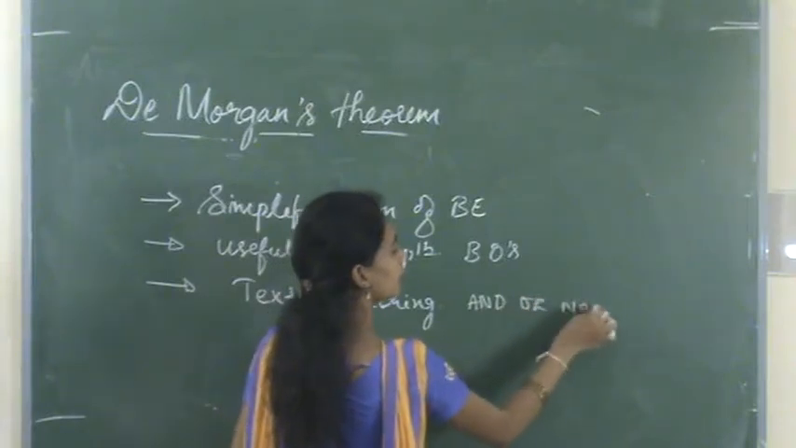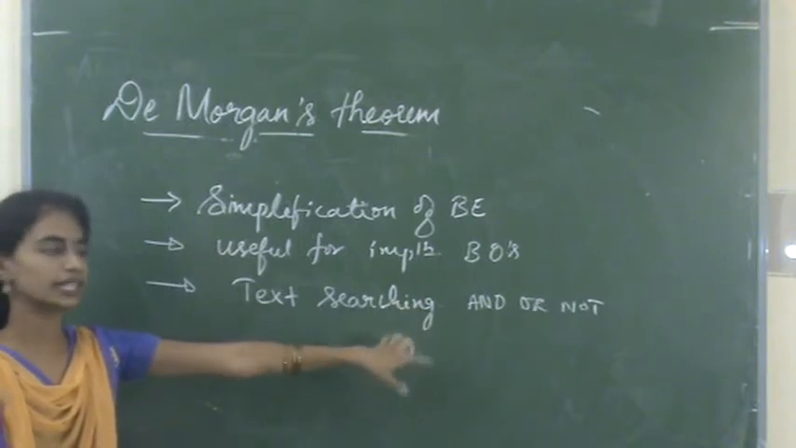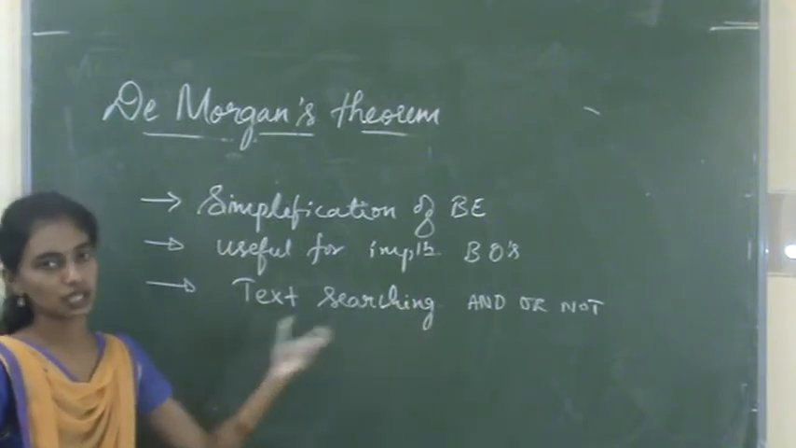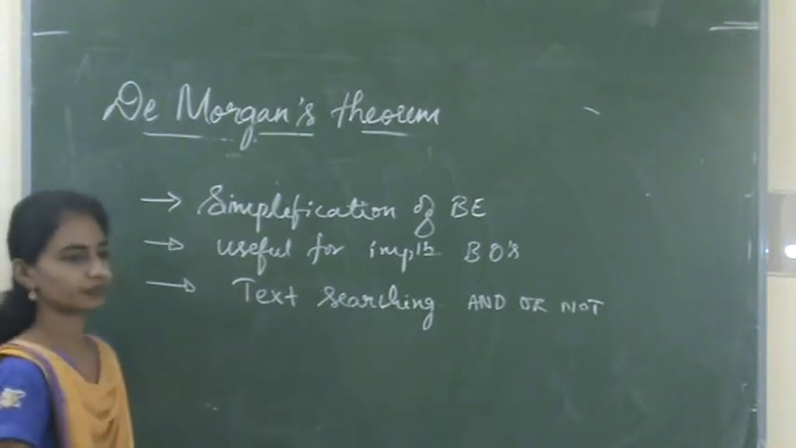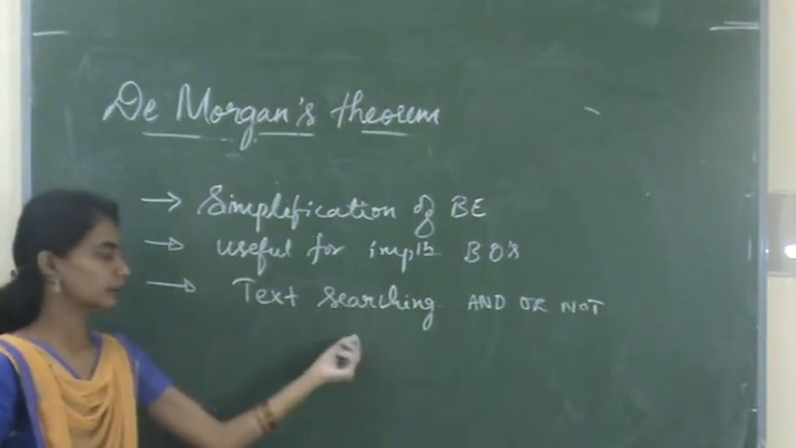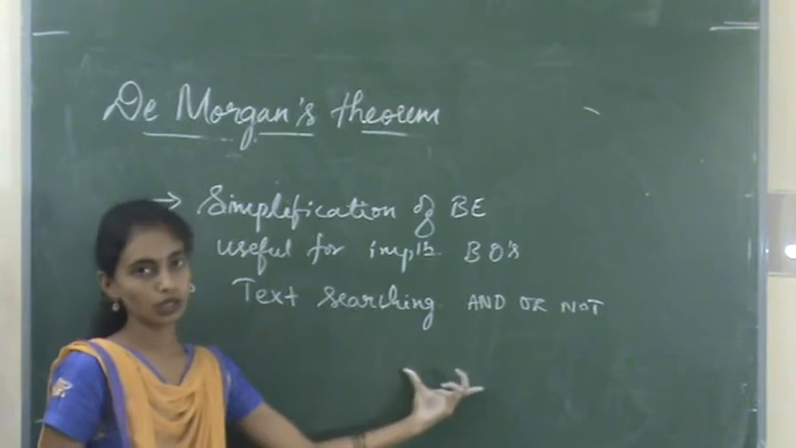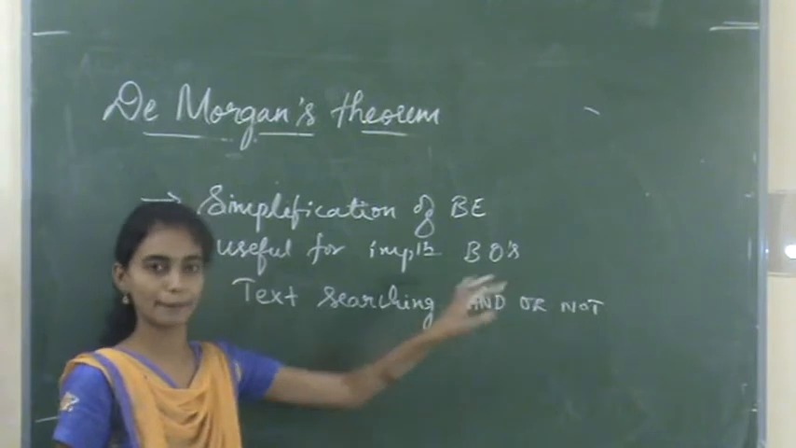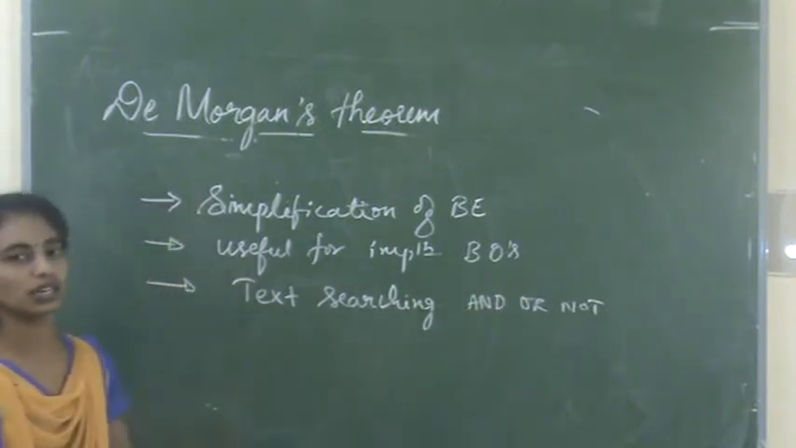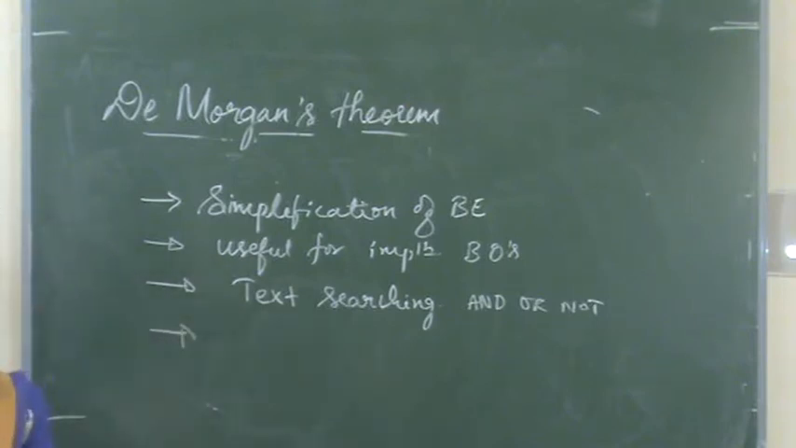Or, and, not. With the help of these three operations or three gates, text searching will be performed. For example, take "she is eating biscuits or chocolates." Here biscuits and chocolates are the two things, right? So we can use these AND, OR, NOT operations and search the text easily. And the last one is that this will be useful in duality.